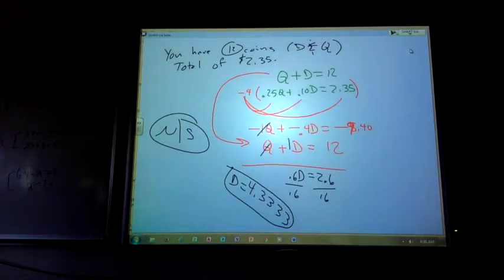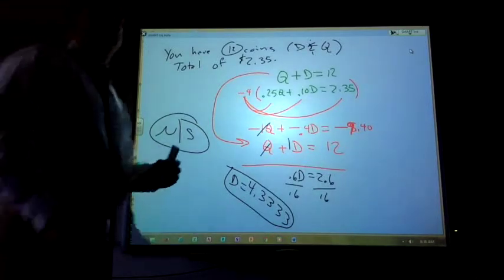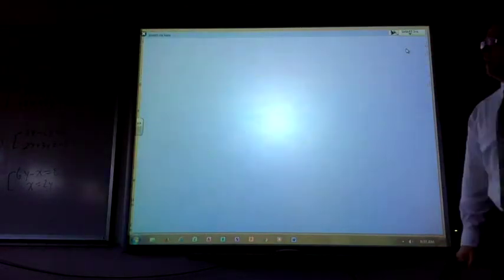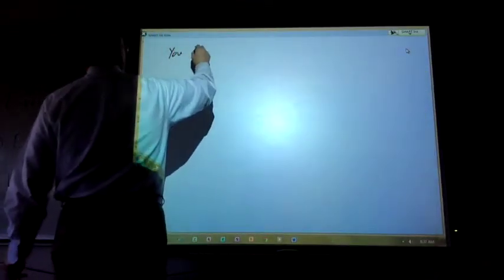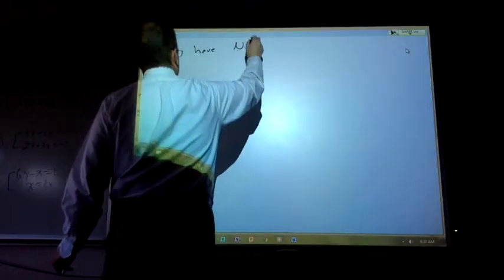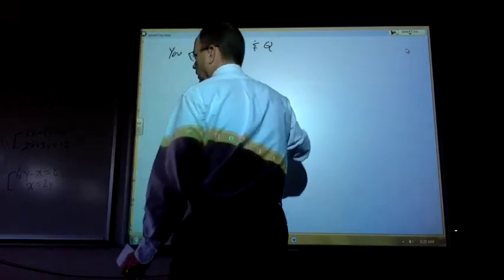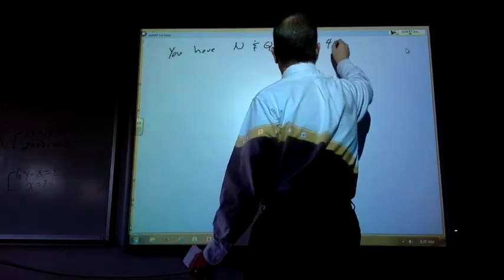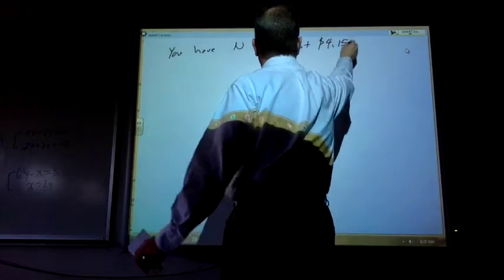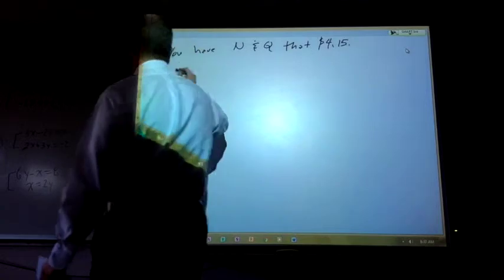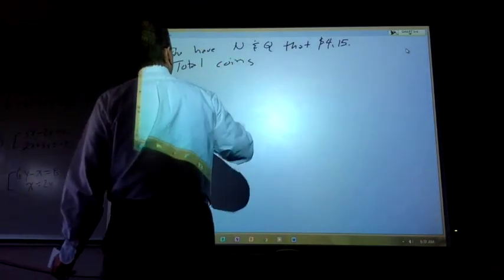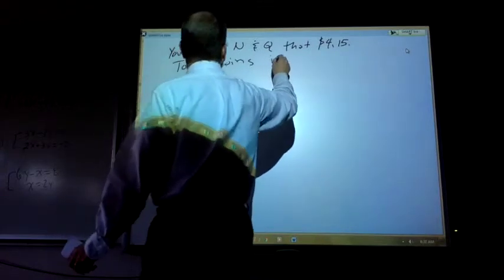Can I try my other word problem? I don't know if that one's going to work either. I just made it up off the cuff. Clear the ink. You have nickels and quarters that total $4.15. Total coins is 30.